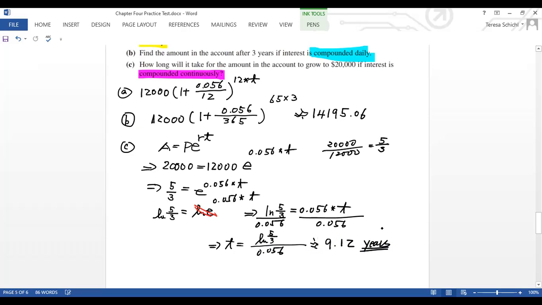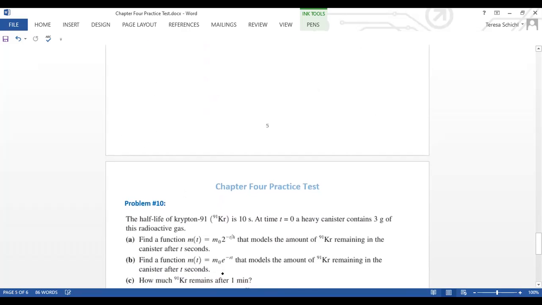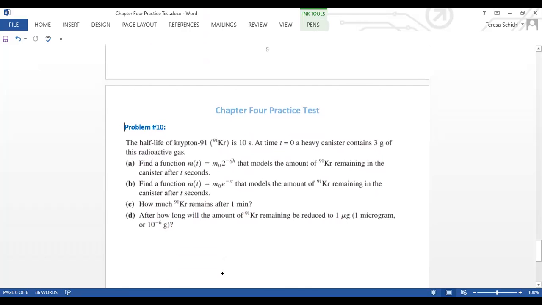All right. Okay. Let's take a look at number 10 here. Let's say the half-life of krypton, Kr, is 10 seconds. So let's highlight the key information. 10 seconds is the half-life. At time T equals 0, a heavy canister contains 3 grams of this radioactive gas. So find the function that models the Kr remaining after T seconds here.